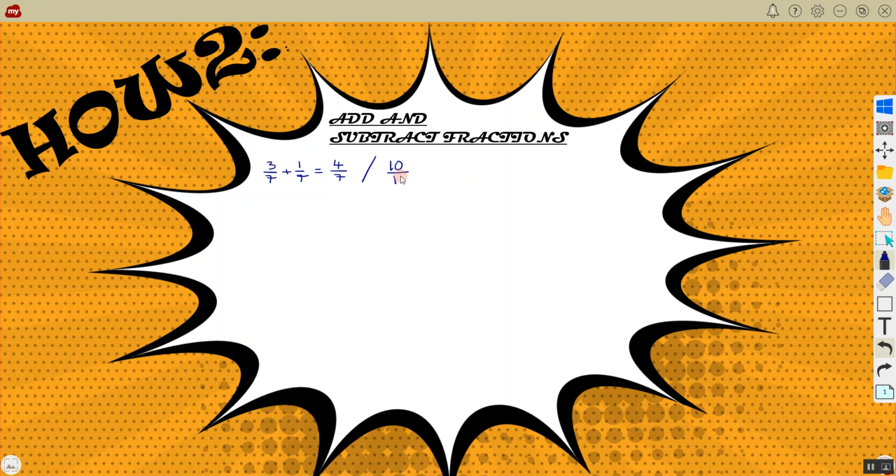That is exactly the same if you are subtracting. If I've got 10/11 and I'm going to subtract 3/11, the bottom numbers are the same. Good. So the only thing I need to do is subtract the top numbers. 10 take away 3 is 7.